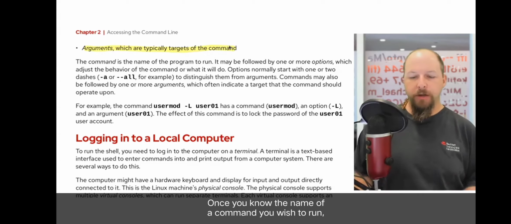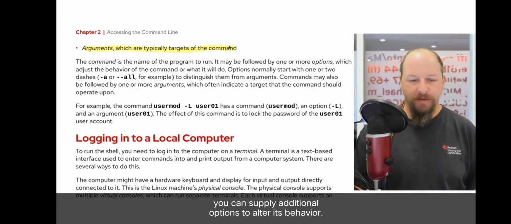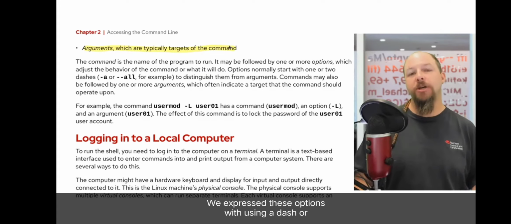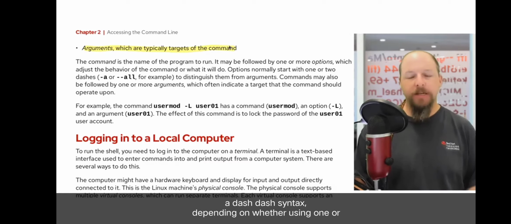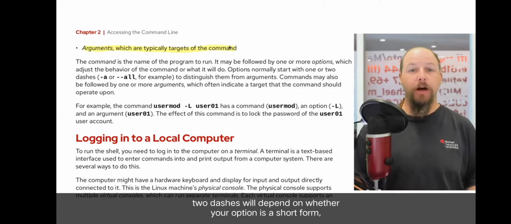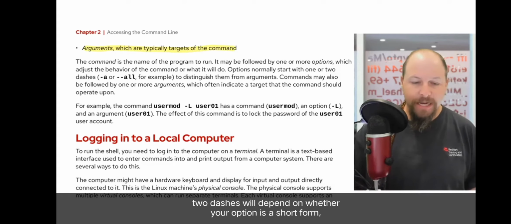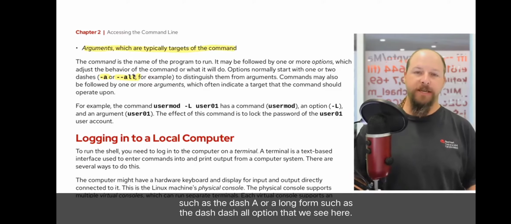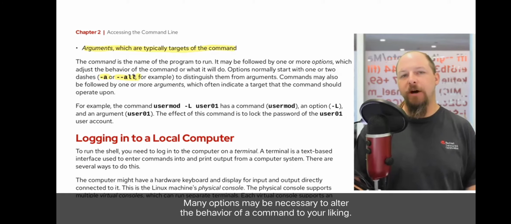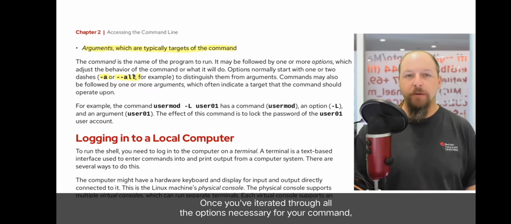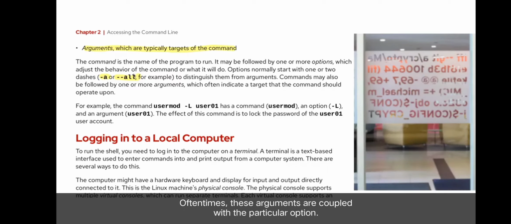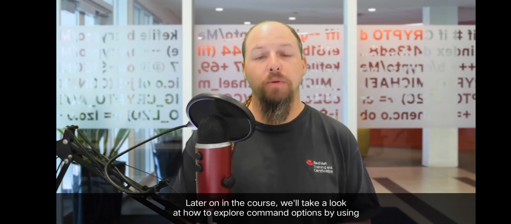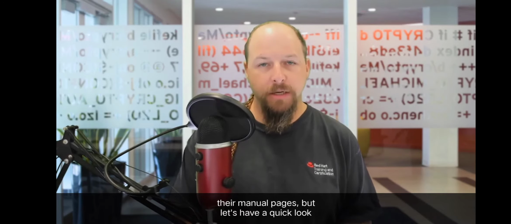Once you know the name of a command you wish to run, you can supply additional options to alter its behavior. We express these options using a dash or a double dash syntax. Whether you're using one or two dashes will depend on whether your option is a short form, such as the -a, or a long form, such as the --all option that we see here. Many options may be necessary to alter the behavior of a command to your liking. Once you've iterated through all the options necessary for your command, you'll then supply additional arguments. Oftentimes, these arguments are coupled with the particular option. Later on in the course, we'll take a look at how to explore command options by using their manual pages.